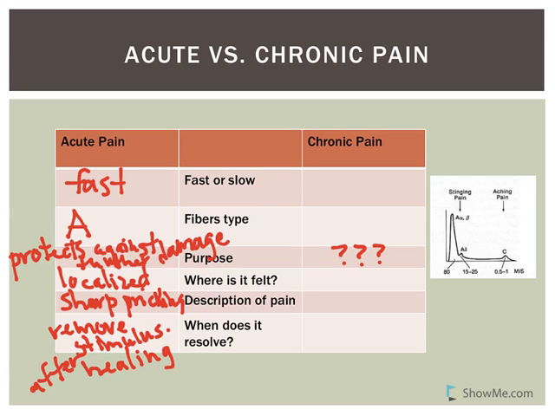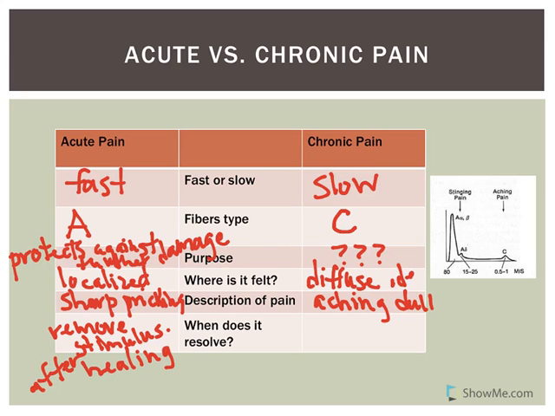Now, the chronic pain is actually described as more of like aching or dull. Some people may say throbbing. Now, that information is carried along type C fibers, which are slow. Now, C fibers are smaller in diameter and they're not myelinated. Now, where is it felt? Well, this is more diffuse. It's not as well localized, but it often can be deep instead of more superficial, like with acute pain. But it can be associated with the skin.